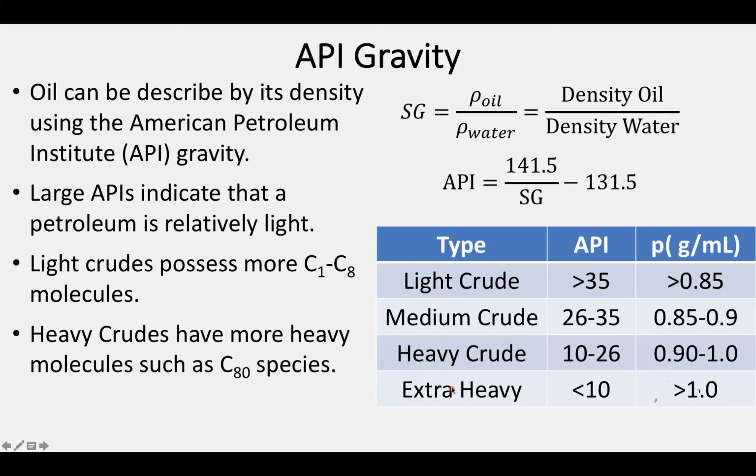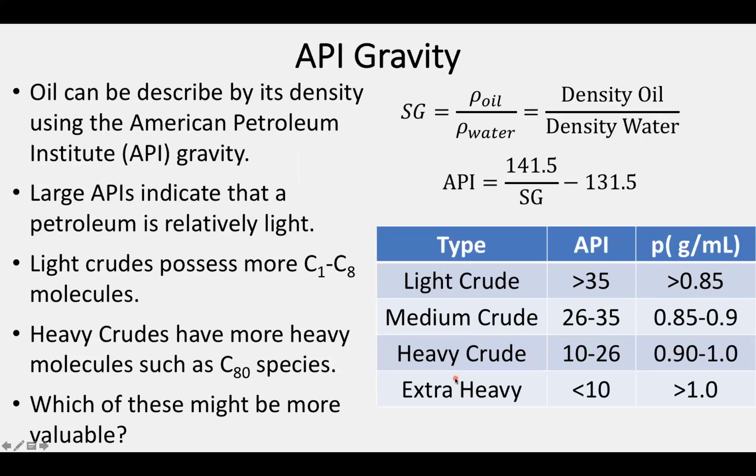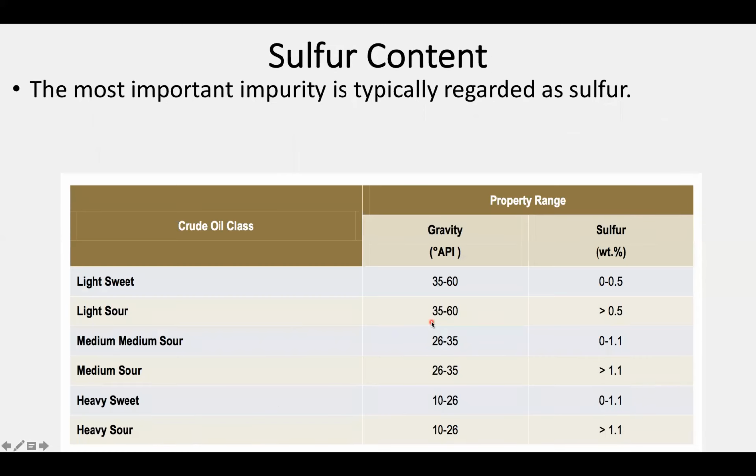Now, one of the things we're really going to want to consider as chemists is which of these are going to be more valuable. Traditionally, as chemists, we tend to like lighter molecules more. They're much easier to chemically modify. So thus, the highest value tends to be put on the light crude. Similarly, we also need to regard impurity types. And usually our big metric of impurities is sulfur.